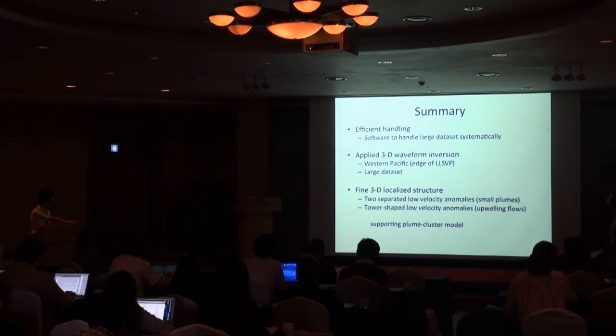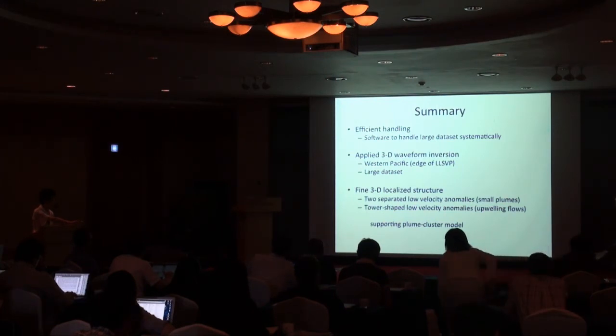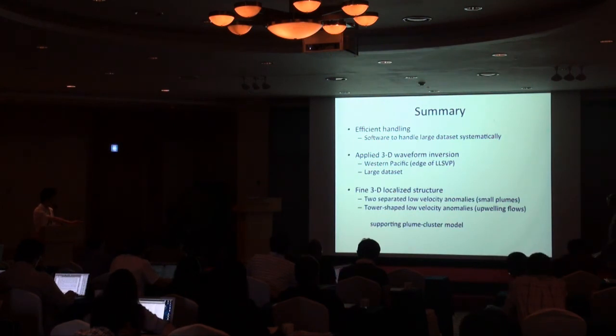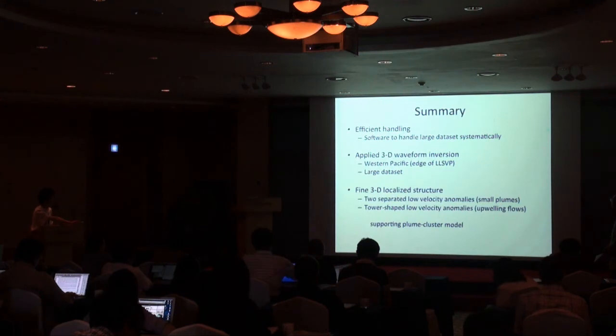And this presentation is about the application of this 3D waveform inversion to the Western Pacific. It is located at the edge of the Western Pacific large shear velocity province, and it is applied to a large dataset. We obtained a fine 3D localized structure that has a tower-shaped model, and this supports the plume cluster model. So thank you very much.